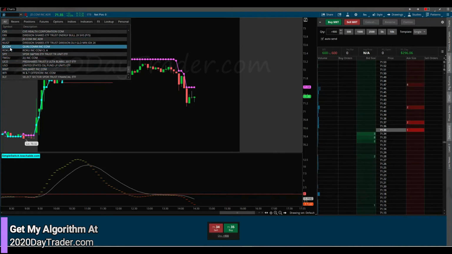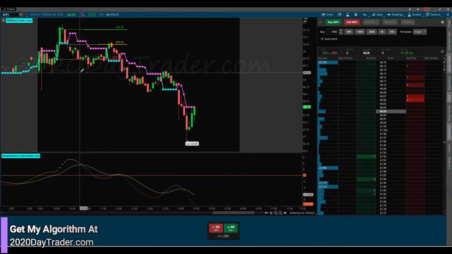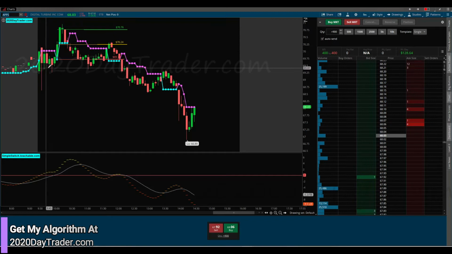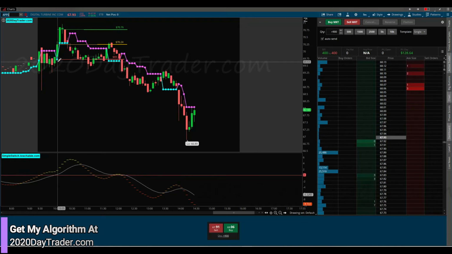APPS, where are you? APPS recent. All right, here we are. So APPS, we trade this on the simple switch and sometimes on the switch back, which ends up coinciding right here, switch back and simple switch.